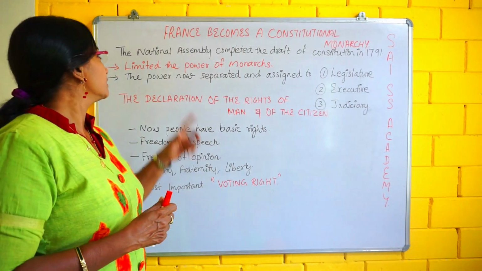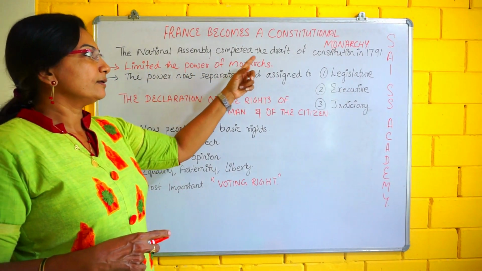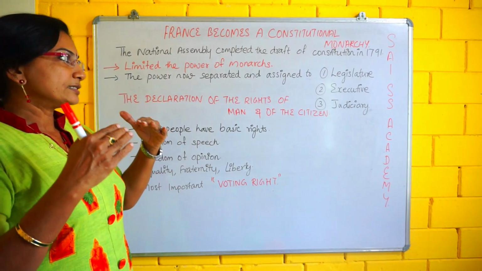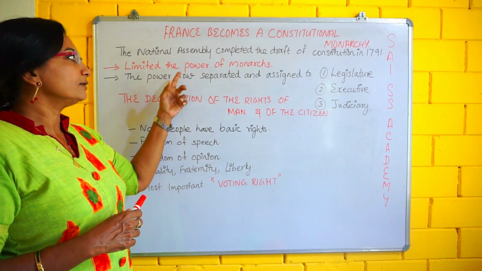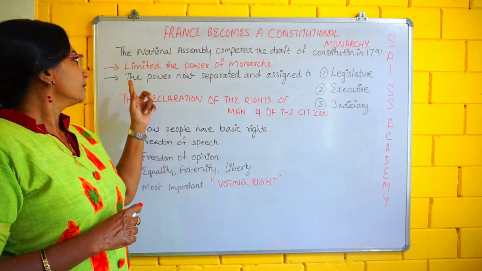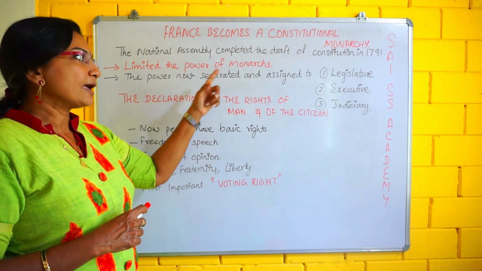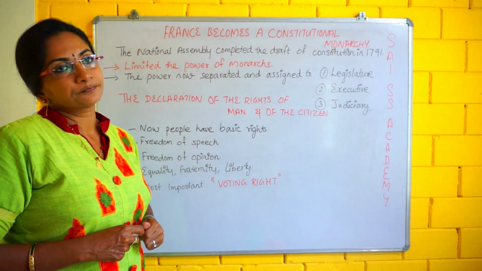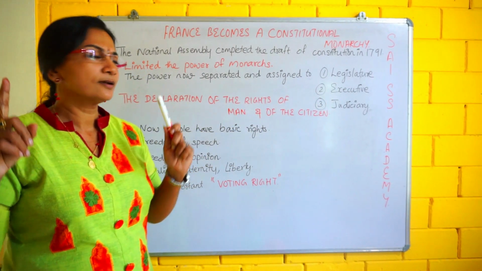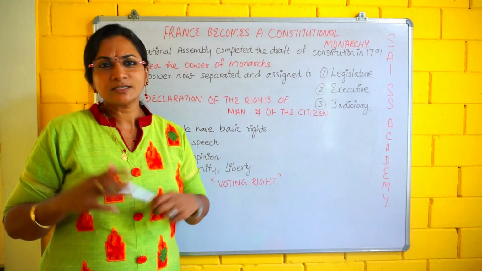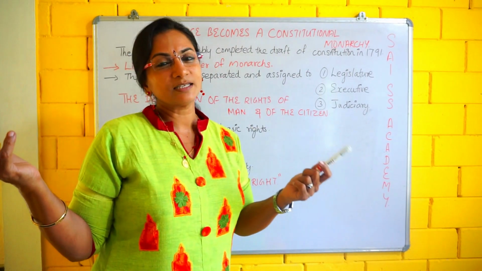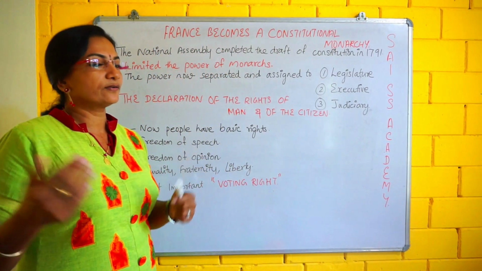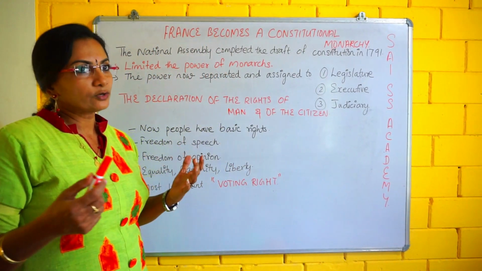Have a look. Yes, the National Assembly completed the draft of the constitution in 1791. And what are the changes there? Look, they limited the power of the monarchs. Now the power was separated and assigned to the legislature, executive and judiciary. Did you hear this anywhere? Yes, our Indian government is also working under this, isn't it? Three bodies are there: legislature, executive and judiciary. Yes, we know that.